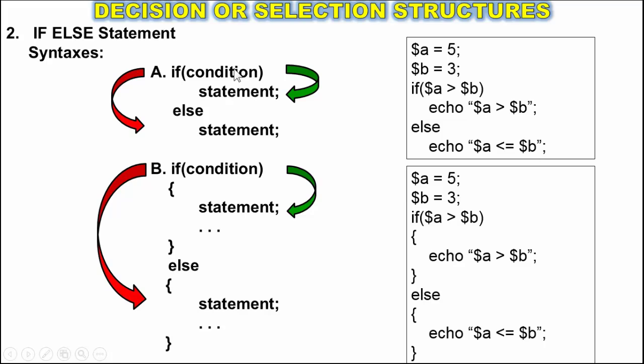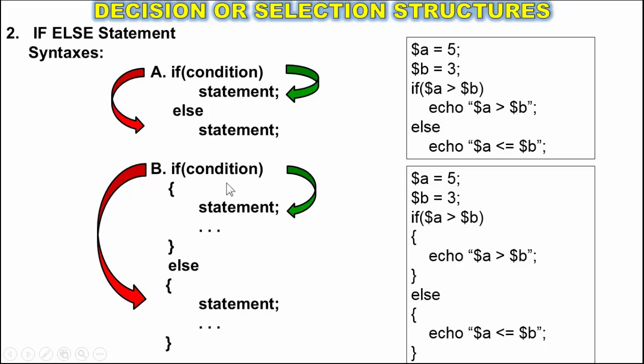If the condition is true, then the first decision statement is executed by the server CPU. Otherwise, when the condition is false, the second decision statement under the else keyword is executed by the server CPU.